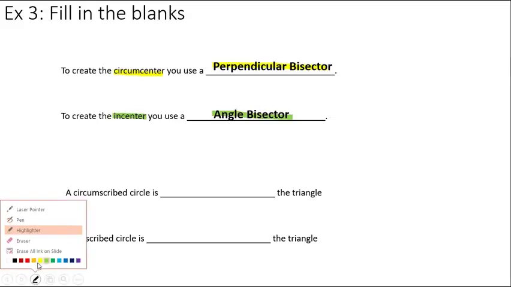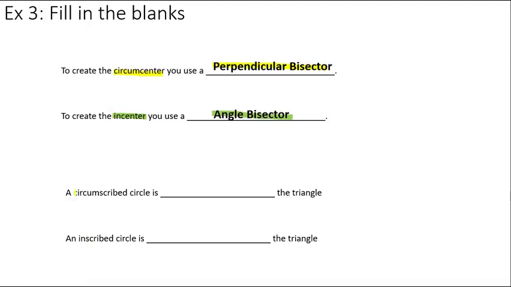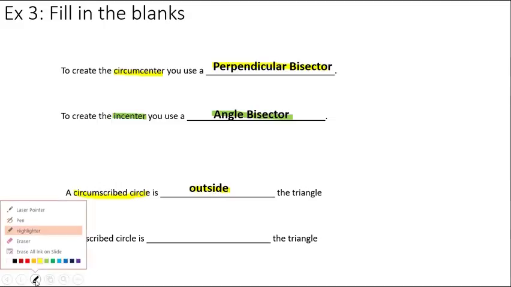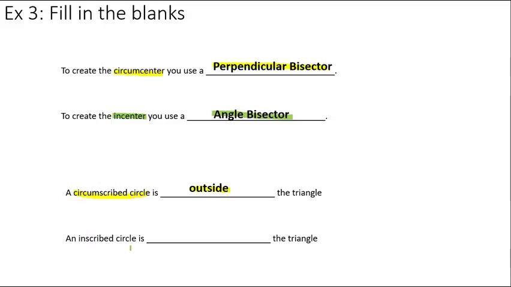And the last one on the bottom, it says a circumscribed circle is where that's outside the triangle. And an inscribed circle. So an easy way to remember this is that an inscribed circle is inside the triangle. So let's remember that. Very easy one to remember. Inscribed circle, inside the triangle. Circumscribed circle, outside the triangle.